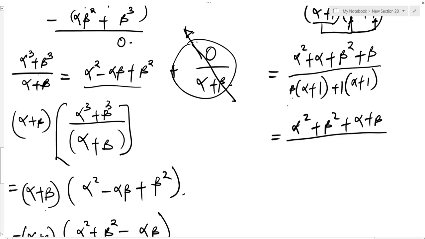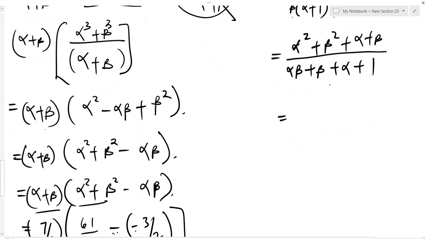Let me expand this. Beta times alpha will give you alpha beta, beta times plus 1 will give you plus beta, plus 1 times alpha will give you plus alpha, plus 1 times plus 1 will give you plus 1. Now we have alpha square plus beta square to be 61 over 4. We got this to be 61 over 4.